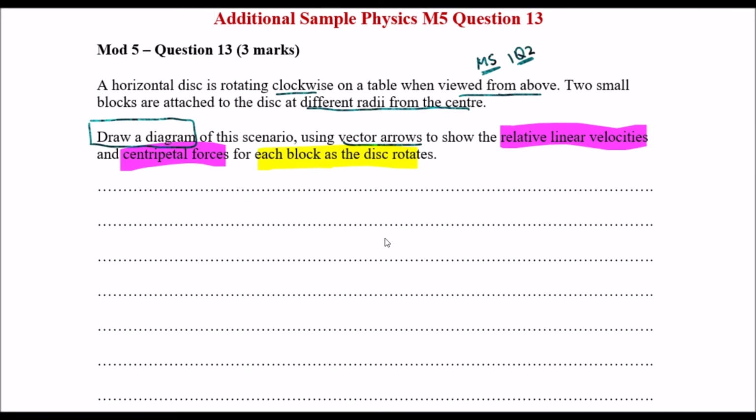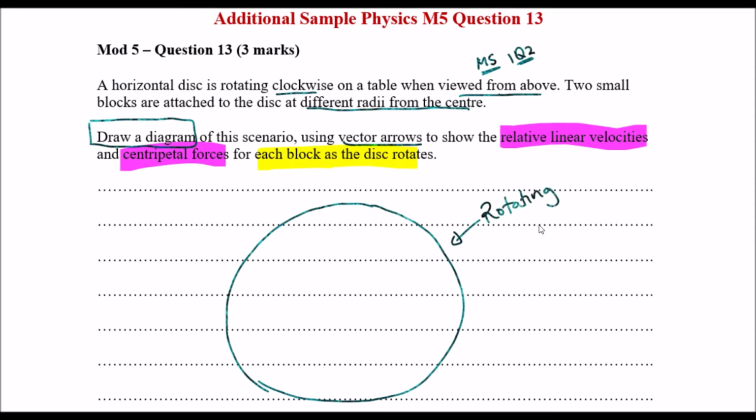So draw a scenario. Let's draw a nice circular structure because we're on a disk. I'm going to label this as the rotating disk. We also know our disk is rotating clockwise, so it's going in this manner, rotating around like so. And we have our center point, so we'll say that's the center. We have block 1 here, and we have block 2 here. So B1, then we have B2.